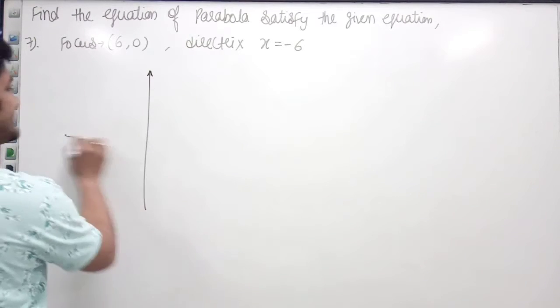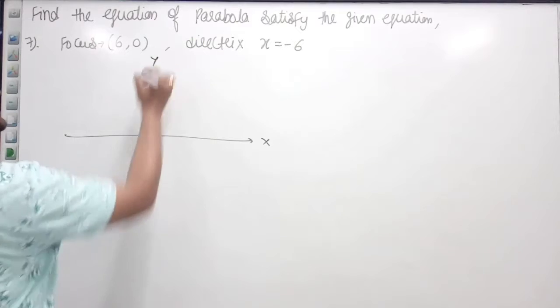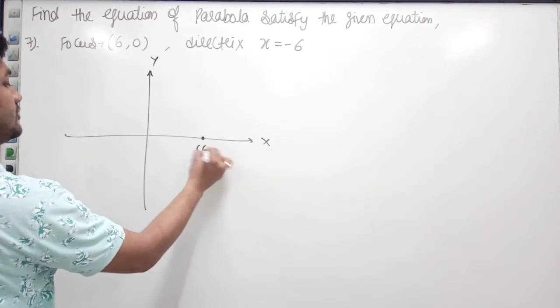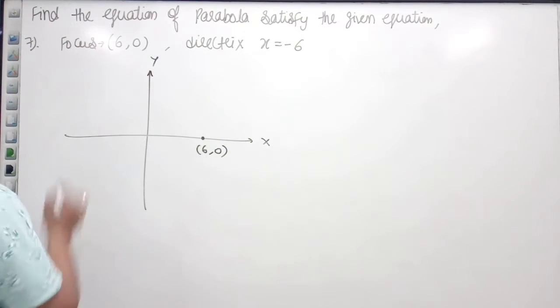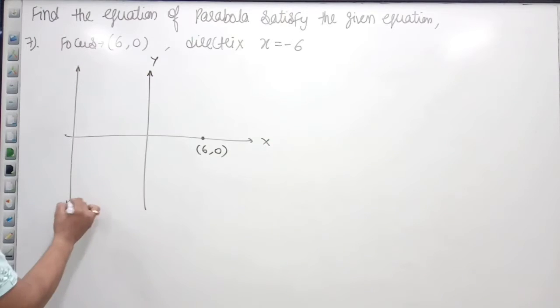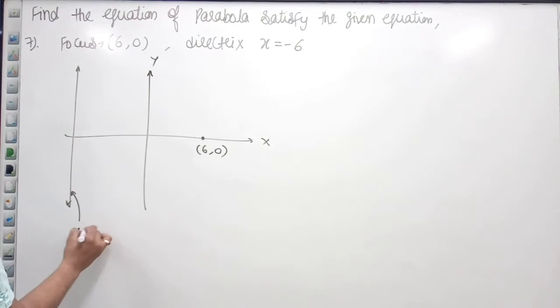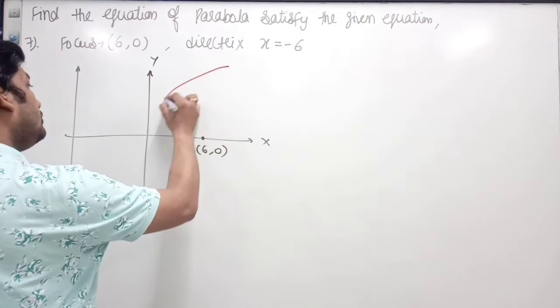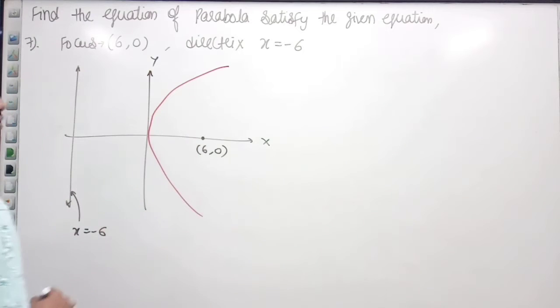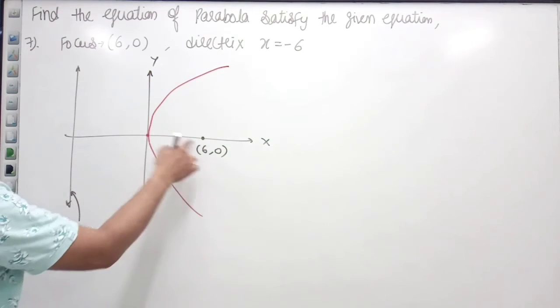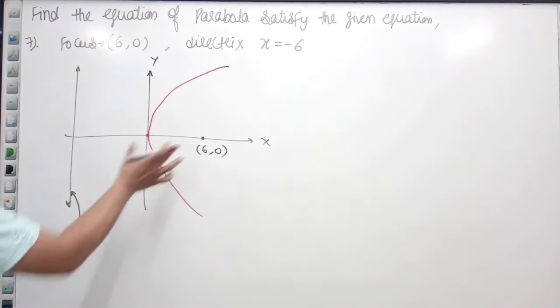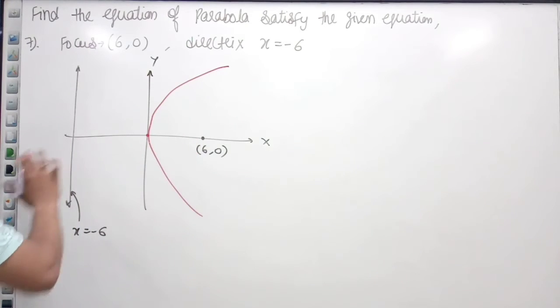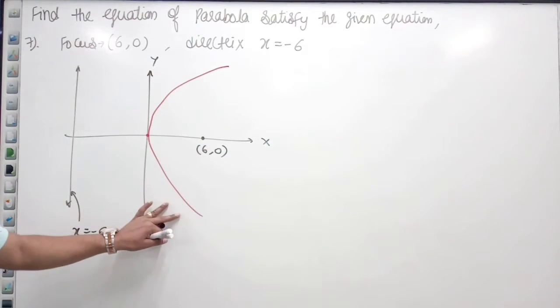I will draw the x-axis, y-axis. The focus is (6, 0), right? And directrix is x equal to -6. So you can say the parabola will be passing through the origin. Why passing through the origin? Because distance from focus is equal to distance from directrix. As the distance is 6, it is on the negative side, 6. We will have this standard form.